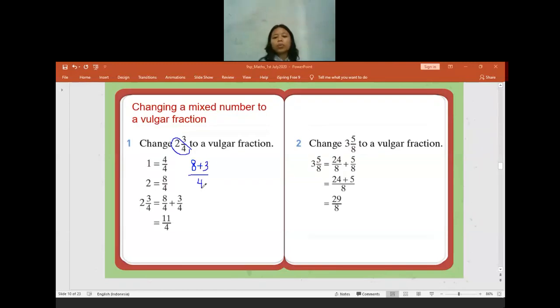8 plus 3 will be equal to 11. That's why 2 3 per 4 we can change into 11 per 4. Is there anyone who is confused, or maybe I go too fast? No, teacher. Okay.